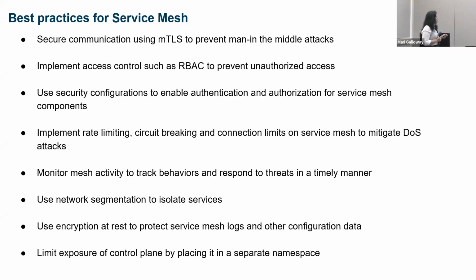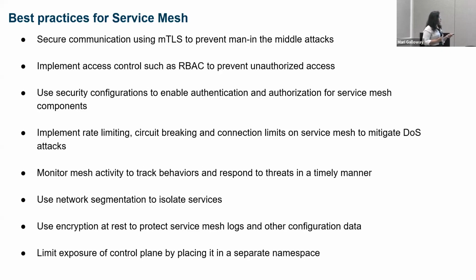Then implement rate limiting. These are all great features, but if you do not implement them, then they're of no use. So make sure that you implement rate limiting, circuit breaking, and connection limits on the service mesh to mitigate DOS attacks. Also, monitor mesh activity to track behavior and respond to threats in a timely manner. If you get an alarm and you do not respond, you're just not acting on it, then it's as good as not setting it up. Then use network segmentation to isolate services. It provides a lot of different options to segment the network. Use the one that works for you. Traffic splitting may be the best solution here to isolate services.